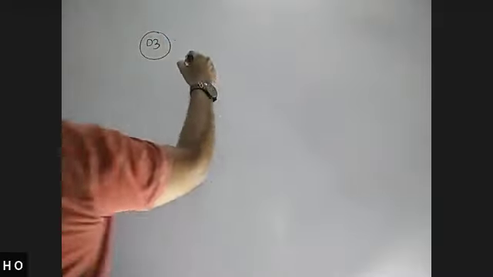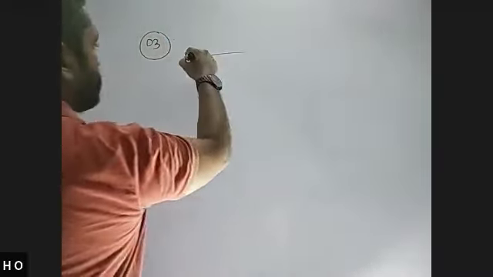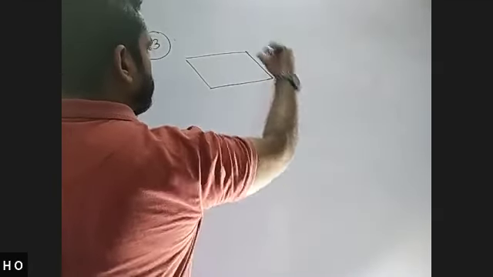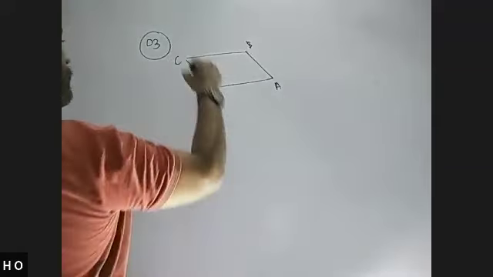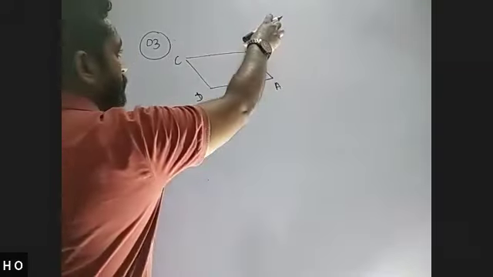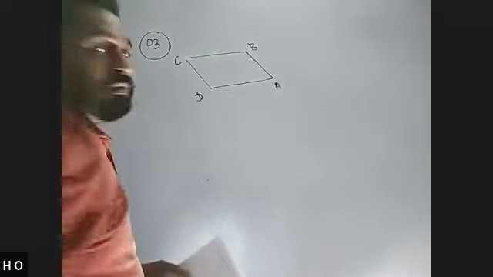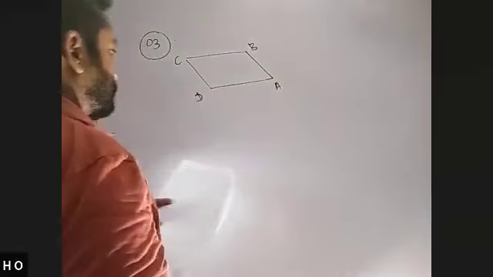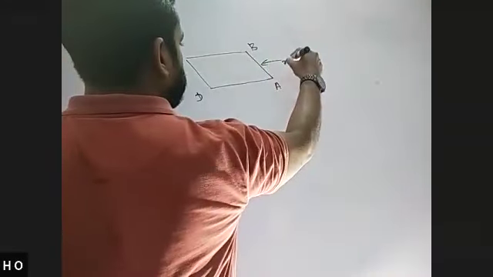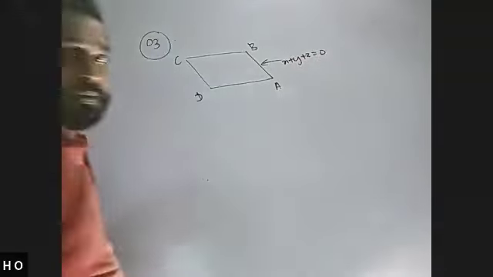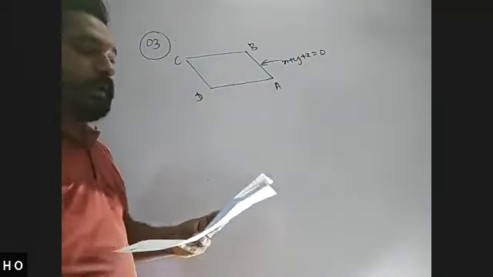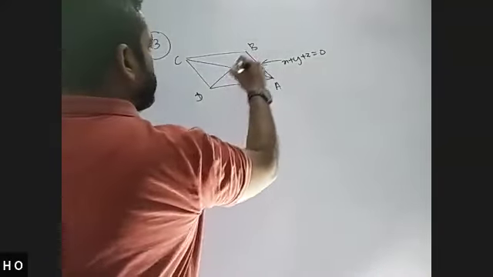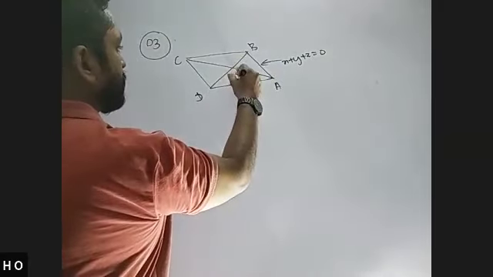Question number 3: ABCD is a parallelogram. The equation of the side AB is x plus y plus 2 equals 0. And the diagonals meet at the point (2, 1). So let us say that is E.